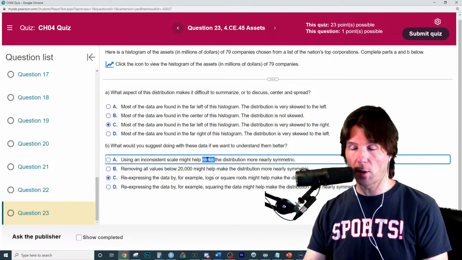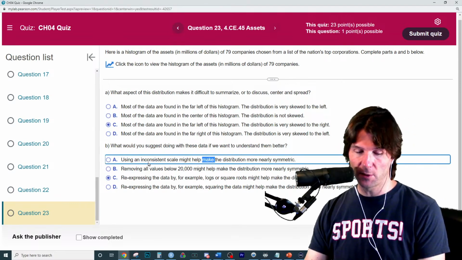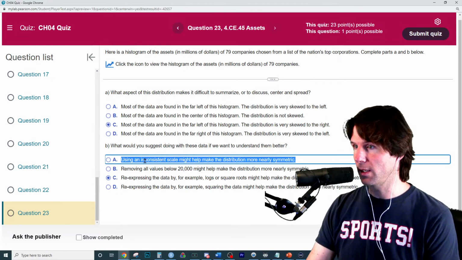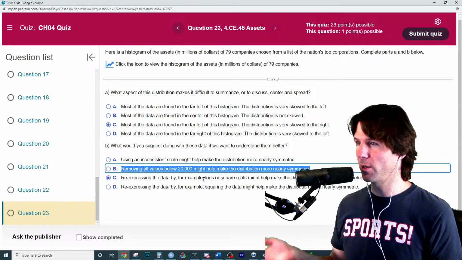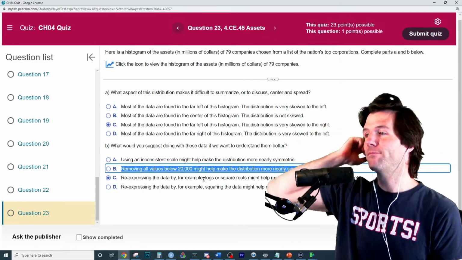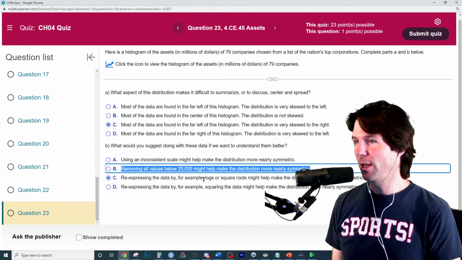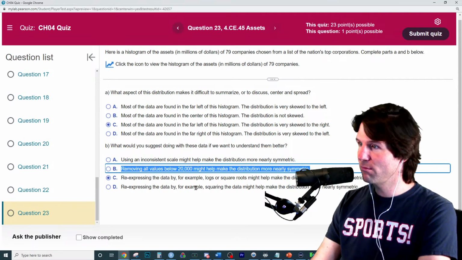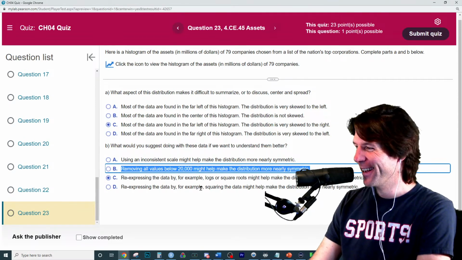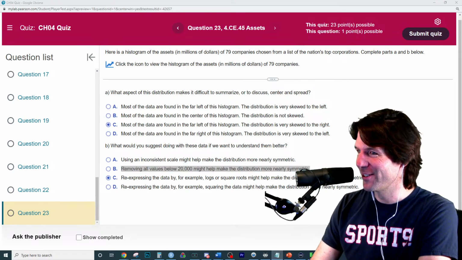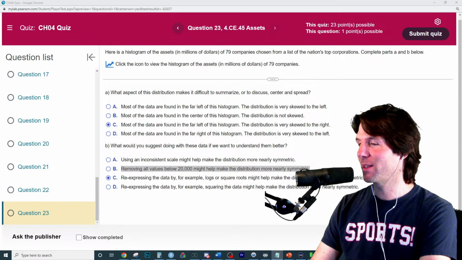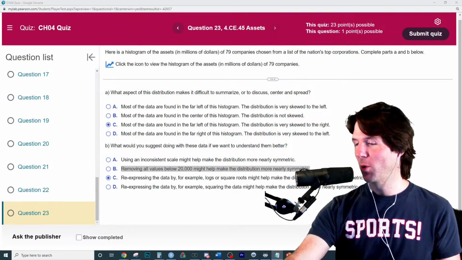These two answers right here are obviously wrong. You would never use an inconsistent scale. That's a horrible idea. And you don't just remove outliers, as we said today. So you might try to reinterpret your data by re-expressing it. Yeah, so that's a question. Okay, now on to the next question. Good question, good practice. A little bit of math. I like the stats. Let's go back here and do another question.